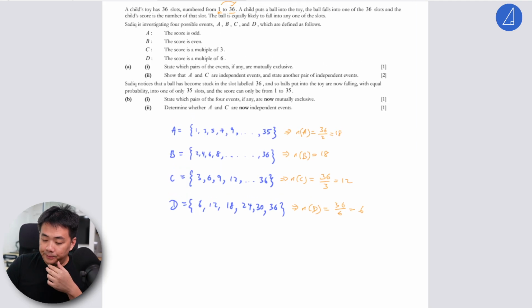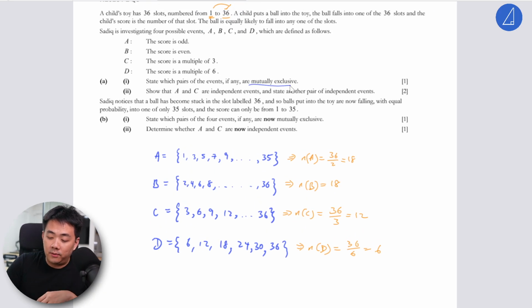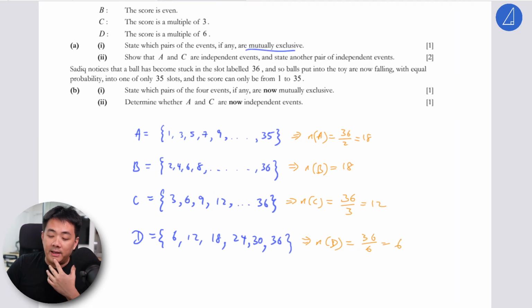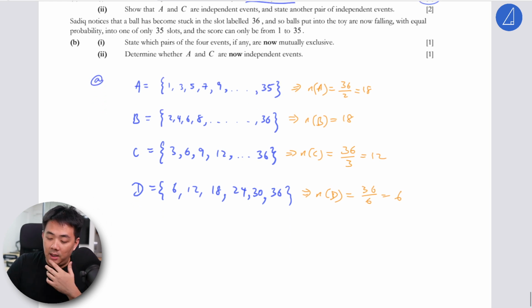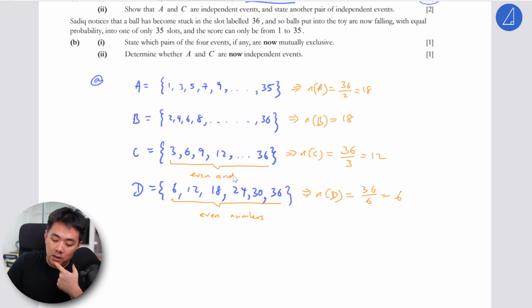Now the next part is mutually exclusive. State which pairs of the events are mutually exclusive. This is 1 mark. You must understand this. The multiples of 6 are even numbers. The multiples of 3 have even and odd numbers together. Then this one, obviously, is not even, because this is even and this is odd. So you can see very clearly.